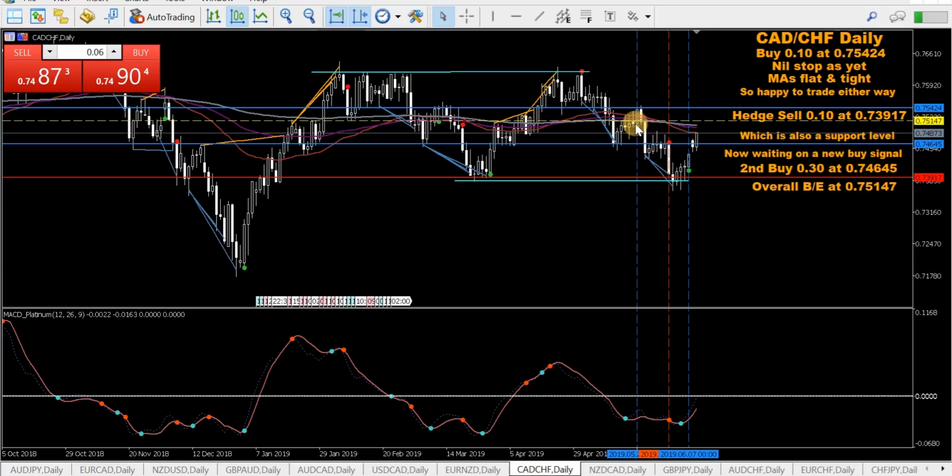Now, I took the buy here without a stop, and the MACD Platinum remained below the zero level. So remember, if the MACD Platinum's below the zero level, I'm looking to buy. So then I had this sell signal here, so I took a hedge sell. That was for 0.1. The hedge sells for 0.1. So then I'll do my little spreadsheet up.